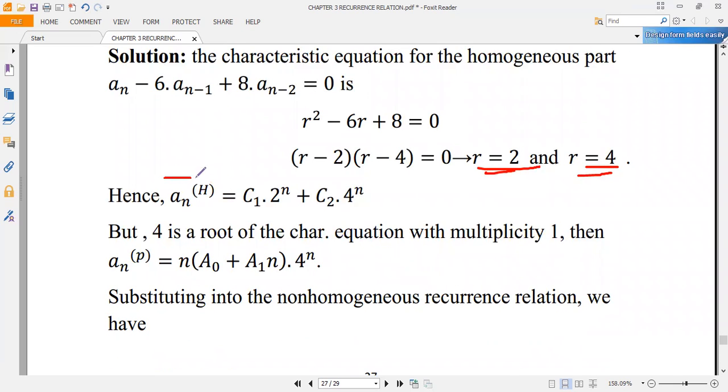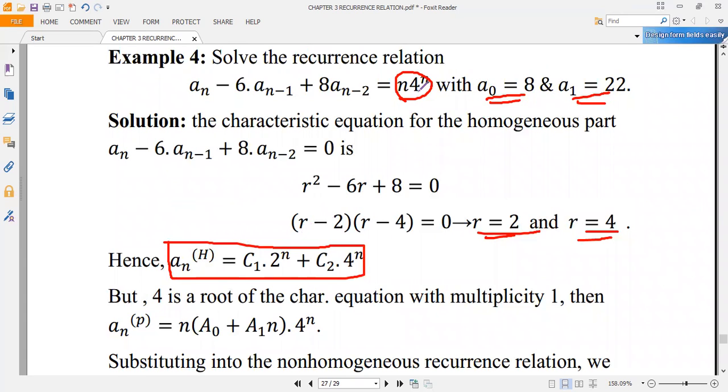Hence, the solution to the homogeneous part becomes C1 times 2 to the power of n plus C2 times 4 to the power of n. Now, to find the solution to the non-homogeneous part, you can see clearly that the base for the exponential part is the root of the characteristic equation to the homogeneous part.